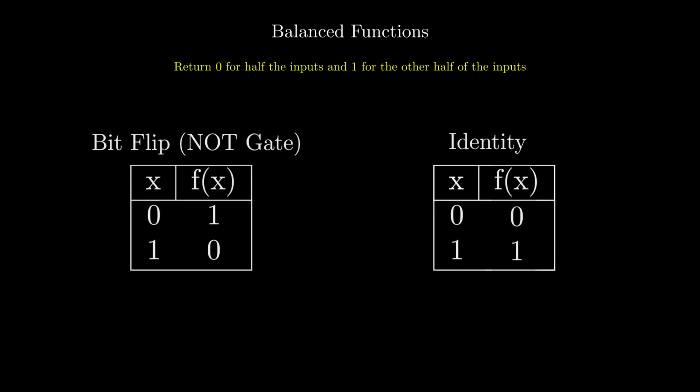Balanced functions, on the other hand, return 0 for half the inputs and 1 for the other half of the inputs. Here are the two balanced functions that can act on one bit. Identity, which returns the input, and the NOT gate, which we saw before, which flips the bit. As you can see, both these operations return 0 for one input and 1 for the other input. For this problem, we don't care if the function is a NOT gate or a constant 0. We only care if it is constant or balanced.